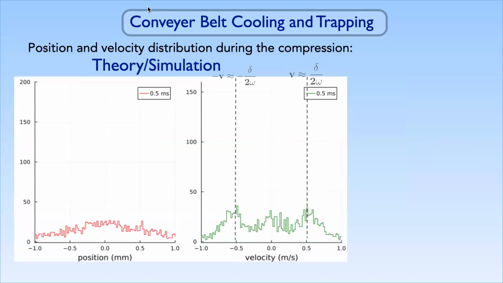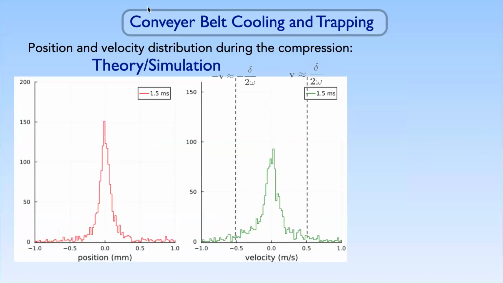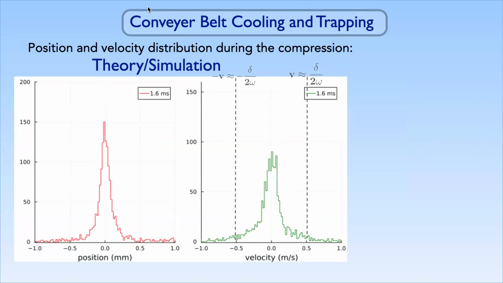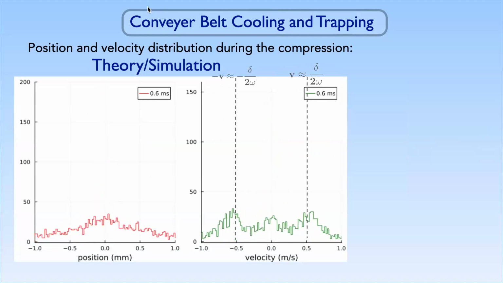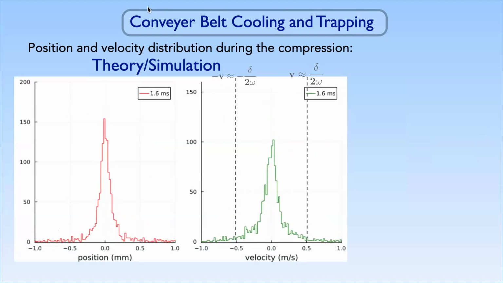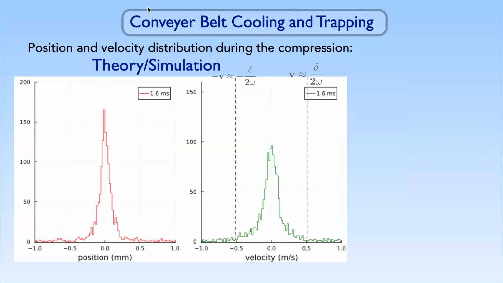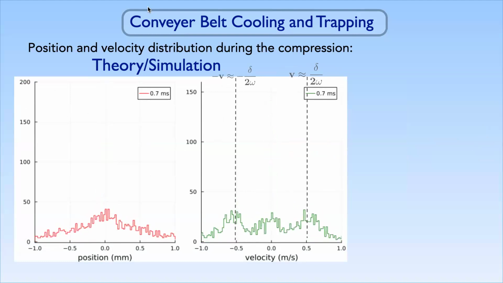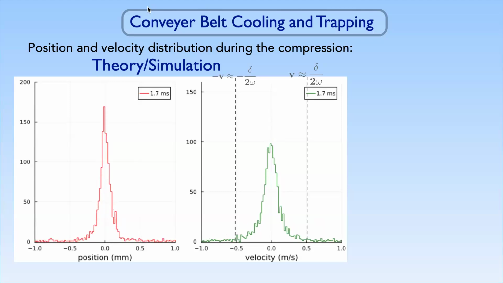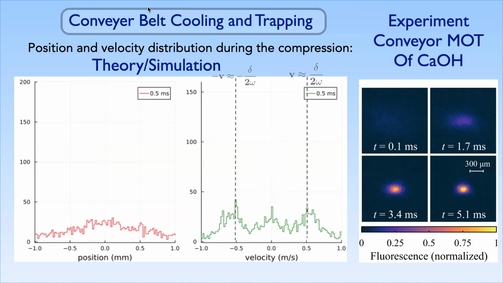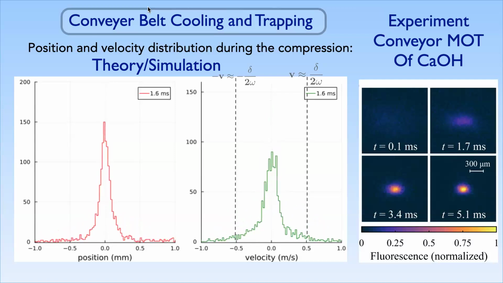And here's a simulation. Here's position. Here's velocity. And you can see that there's a cloud. You start with a cloud initially this big, and they get pulled in towards the center. If you look carefully, this is doing exactly what you expect. You're grabbing them at low velocity, then you move them at higher velocity, then you leave them there. And this is the experiment for calcium monohydroxide. You can see the cloud very diffuse and then it collapses.